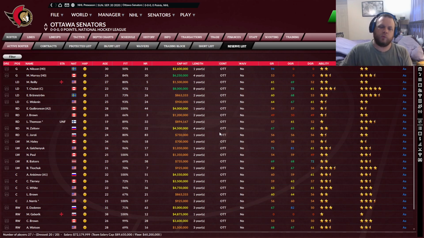Okay, so when you're looking at your own team, you're going to see here waivers. Right now, it all says no. So right now, I can send anybody that I want down, regardless of contract, because it's preseason.